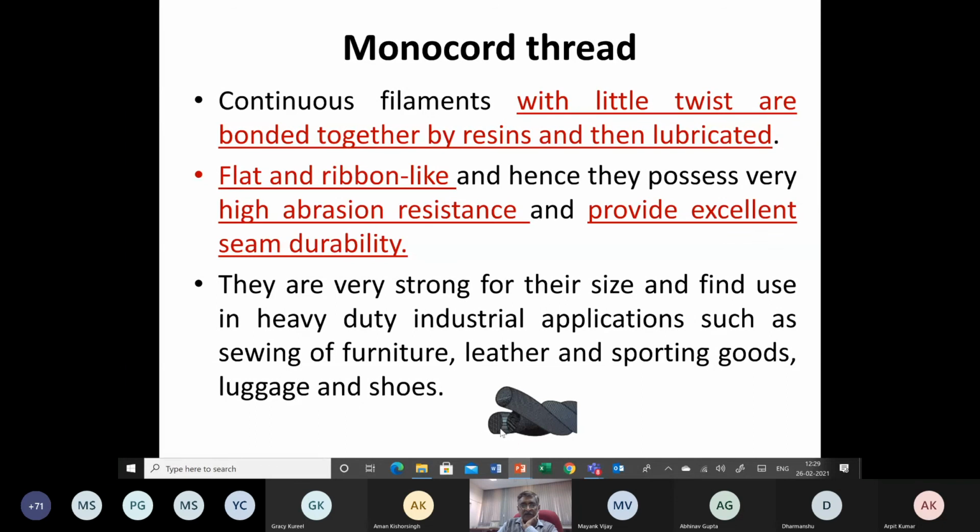You see at the bottom, I have shown the photograph. We find there are 3 monocord. Okay, this is a 3 ply. So each is a single yarn, a multifilament yarn with a little twist. And they are then plied. Before plying itself, they apply the resins, then they are twisted, and you make a thread. And they assume a flat, ribbon-like configuration.